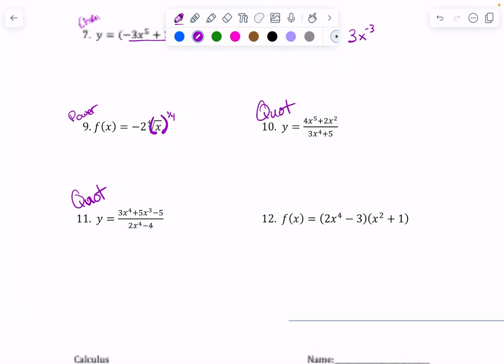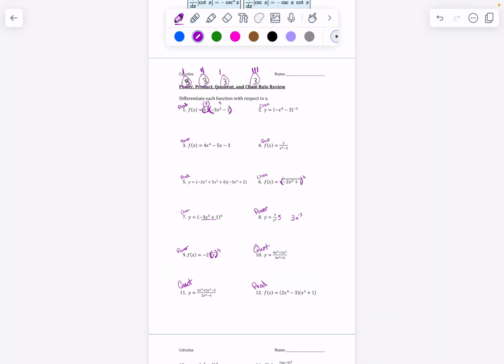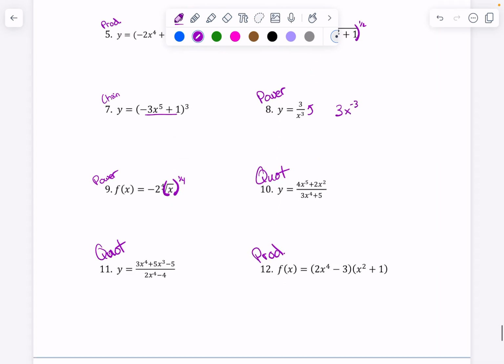Okay, and then that means this last one has to be our last product, I think. Is that enough? For 3 products, 3 chains, 3 quotients, 3 powers. Yep, product rule for that. Again, I understand you could FOIL that out. If you want to FOIL that out and check your answer and do the power rule, go for it. But I think they want us to do the product rule.